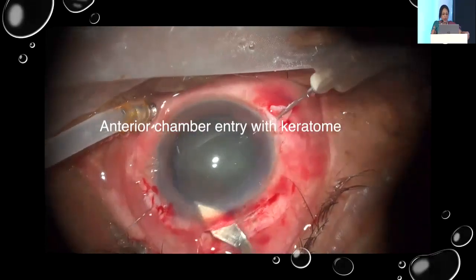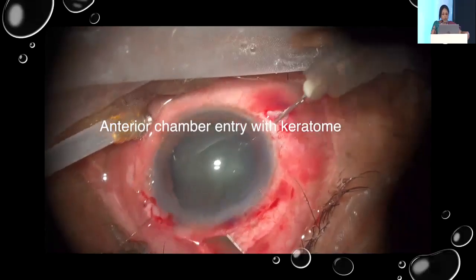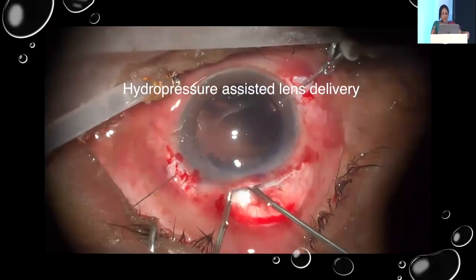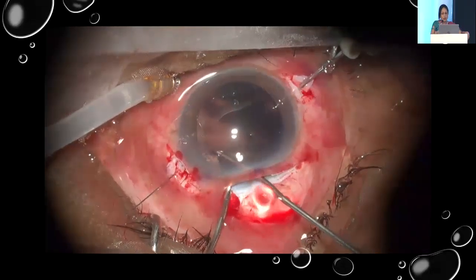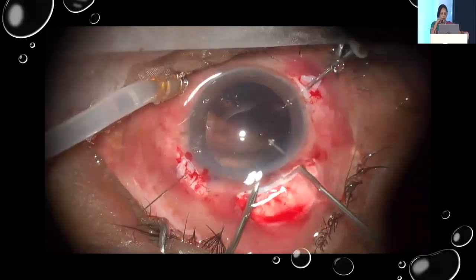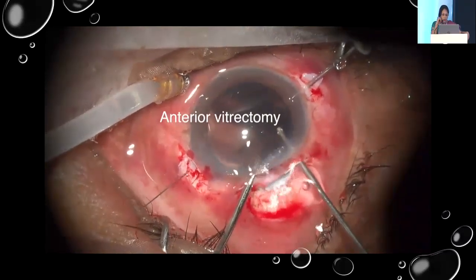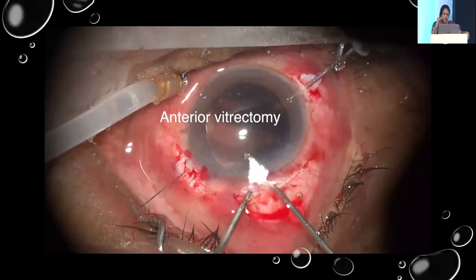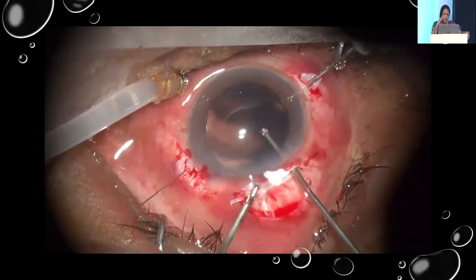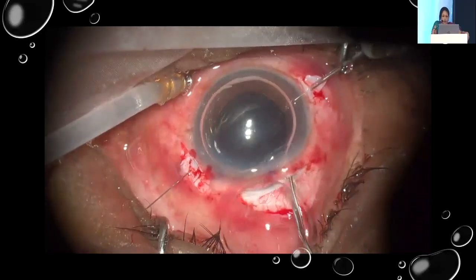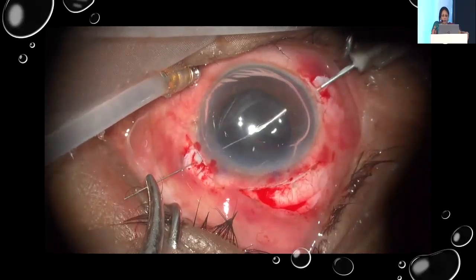hypotonic eye. After that, you enter with the keratome, and see the hydro pressure, it pushes the nucleus out. So the chance of lens drop or nucleus drop is averted. This is followed by anterior vitrectomy. At this point of time, you can put off the infusion cannula because so much fluid is leaking that it tends to push the vitreous also out. And you put off the infusion cannula.